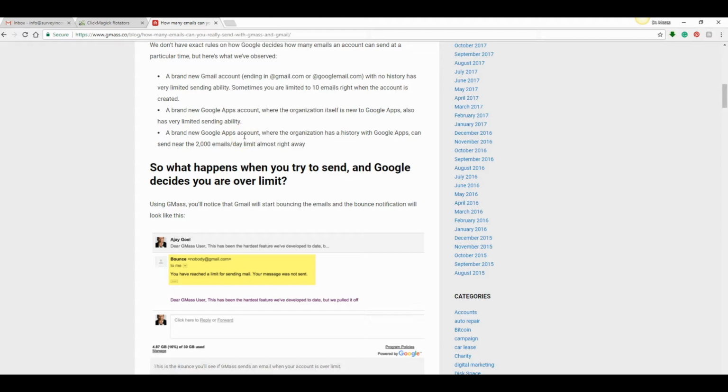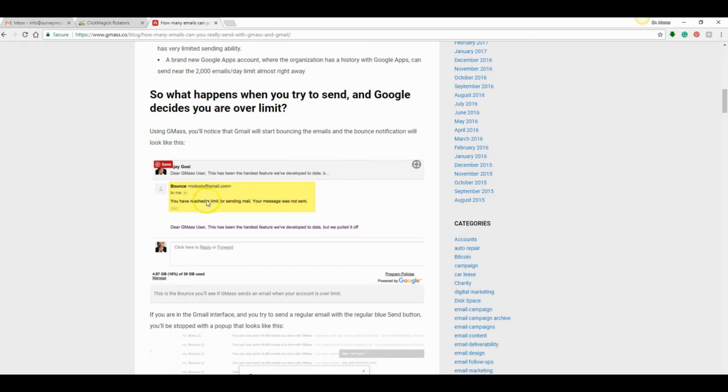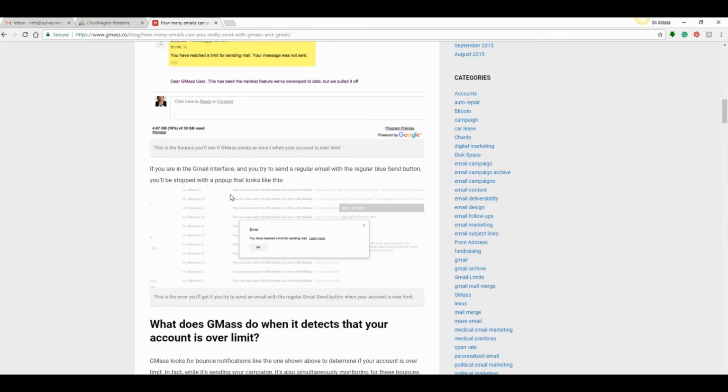I could have done it faster, but since I wanted my account to have a good reputation, I decided not to overkill. Most people try to overkill it, and then when you try to send, Google decides that you are over the limit, and you start getting emails like this saying you've reached a limit for sending, and the rest of your emails will be bounced back. You have a lot of bounces like this. As you see here, a lot of bounces.